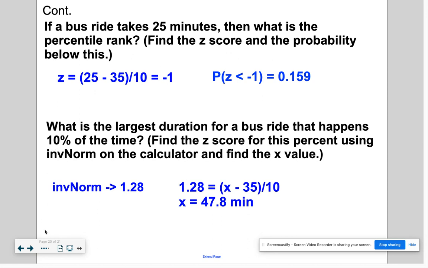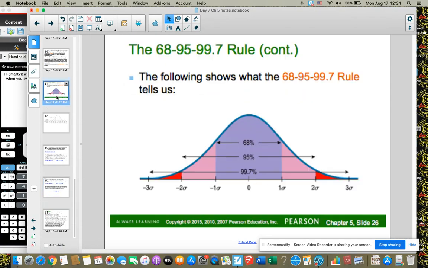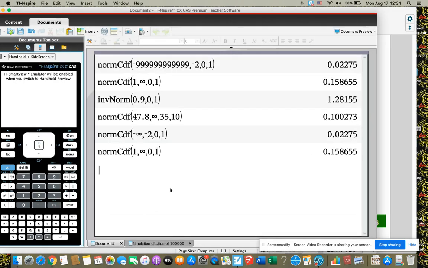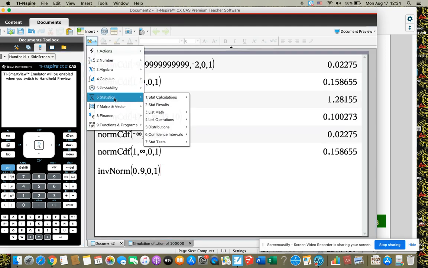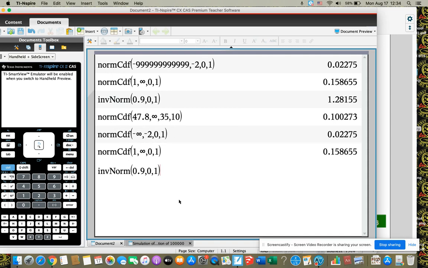So first I need to know what 10% area is. Maybe on a graph, it looks like this area over here is 10%. I just don't know where that cutoff is. So I'm going to go to my calculator, and I'm going to use a function called the inverse norm. That can be found in the same place: statistics, distributions, and then right here you have inverse norm. That's what you want to use. So we hit enter on that, and we'll get 1.28.